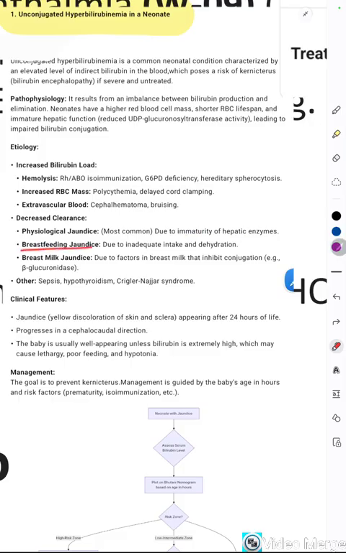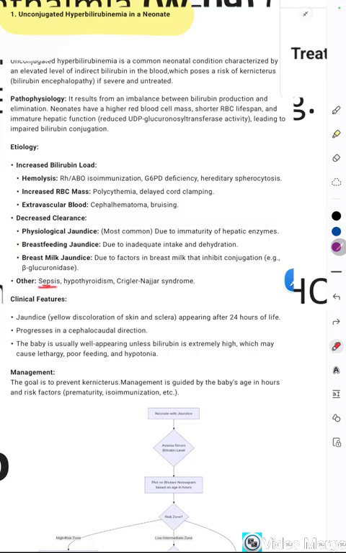The breastfeeding jaundice is caused because of inadequate intake. It is also called suboptimal intake hyperbilirubinemia. Breast milk jaundice is because of a factor in the breast milk called beta glucuronidase. It is a diagnosis of exclusion. Generally, if the jaundice persists for more than 3 weeks, then we consider breast milk jaundice. In both breastfeeding and breast milk jaundice, the breastfeeding should be continued.